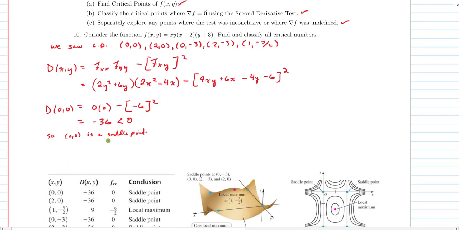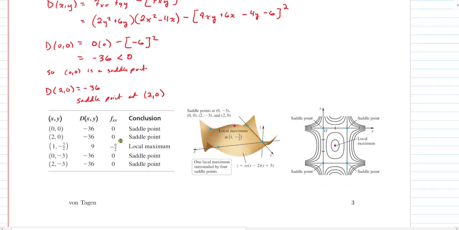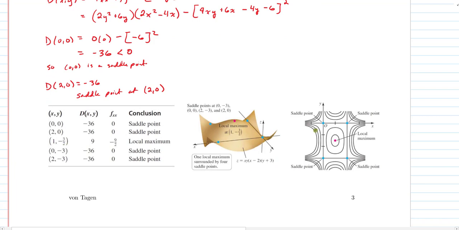We could then check some others. I'll let you check the rest of these. Go ahead and check D of (2, 0). For instance, plug that in. When you do so, you're actually going to find that it's negative 36. So that's going to tell us that we also have a saddle point at (2, 0). And then you can find also that we have a local maximum at this point, and you can go ahead and finish classifying these. So please go ahead and do so. And you can check your work here in the discriminant.